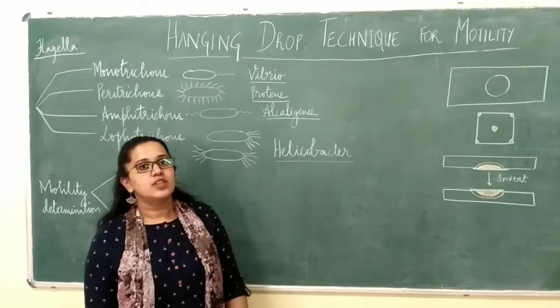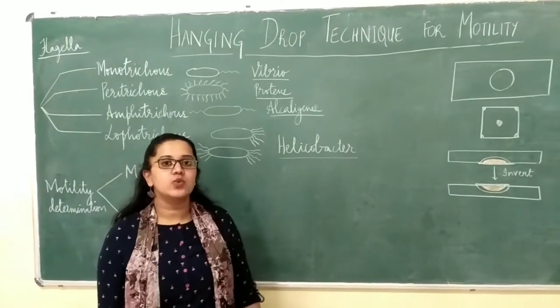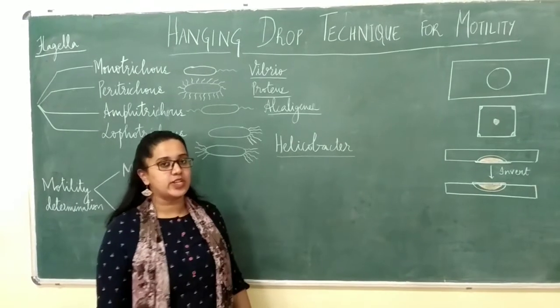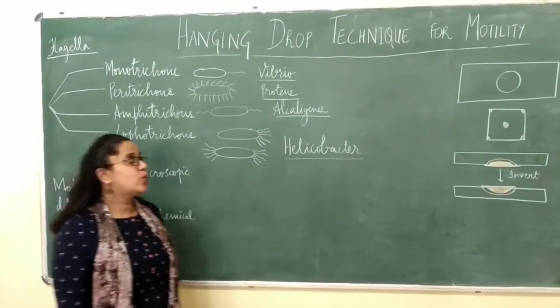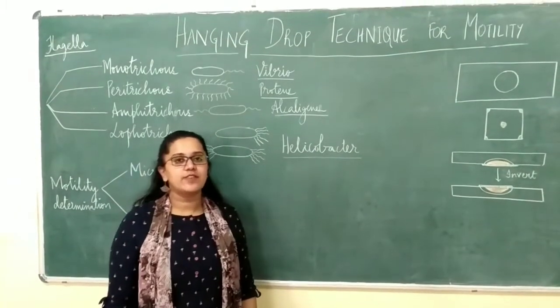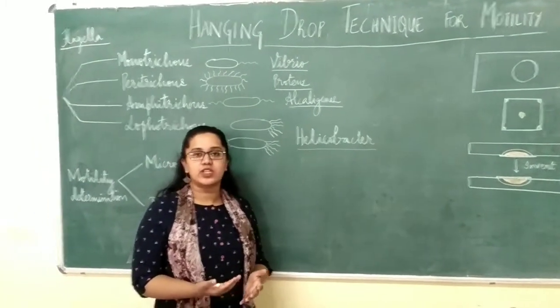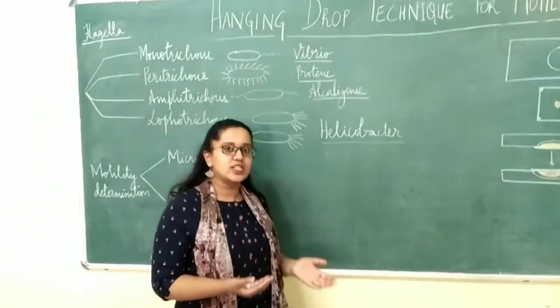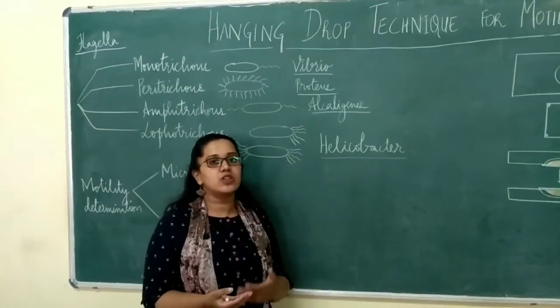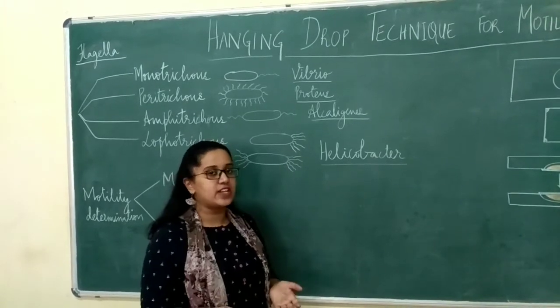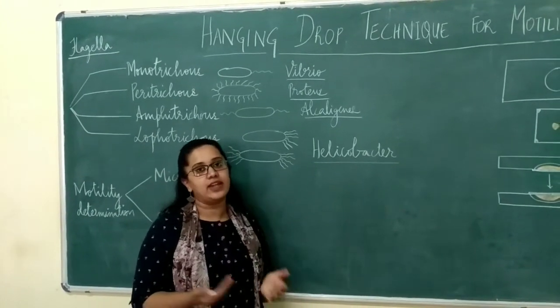Good morning students. Today we will perform an experiment to determine the motility of microorganisms by using a technique known as the hanging drop technique. Now what is motility? Motility refers to the ability of a microorganism to move. Some organisms can move whereas other microorganisms cannot move. So based on this property, microbes can be classified as motile and non-motile.